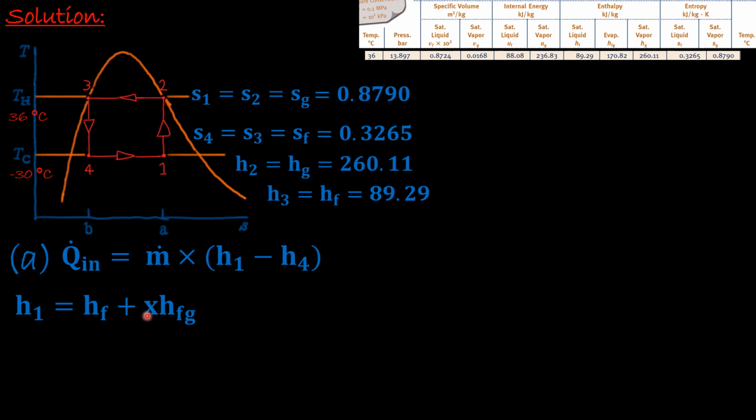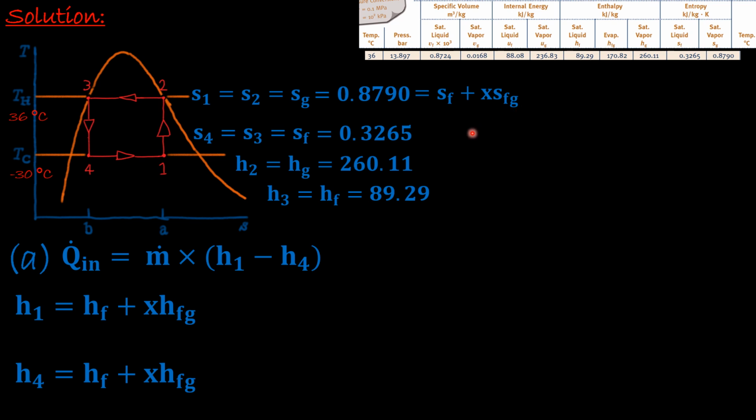But we need to find the quality, and we're going to use the same equation also to find the specific enthalpy at 4. So what do we need to do? Let's go back to what we know in here. We know that the entropy at 1 is the same as the entropy at 2, and we have its value. So we're going to use the quality equation and apply it for the entropy. So it will be s_f plus x s_fg.